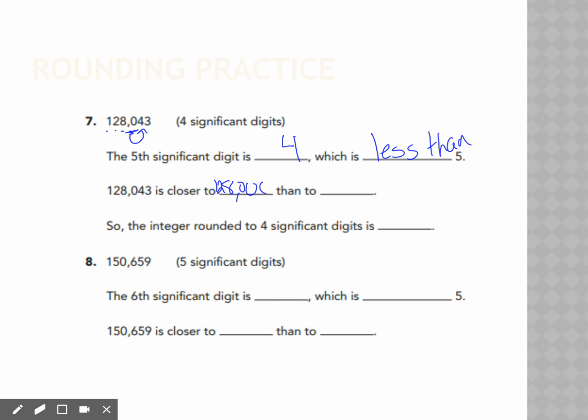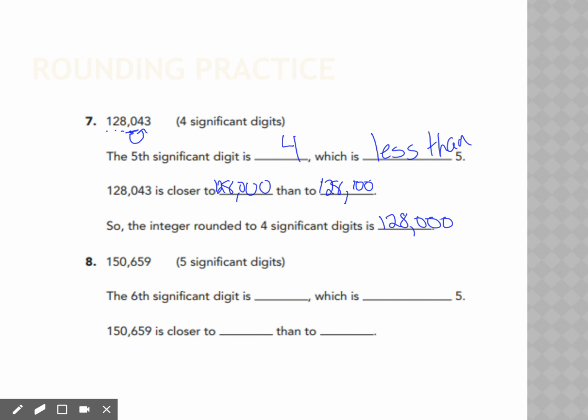128,043 is closer to 128,000 than to 128,100, which would be the next rounding up. So the integer rounded to 4 significant digits is 1,200. My apologies for saying that number wrong, 128,000.